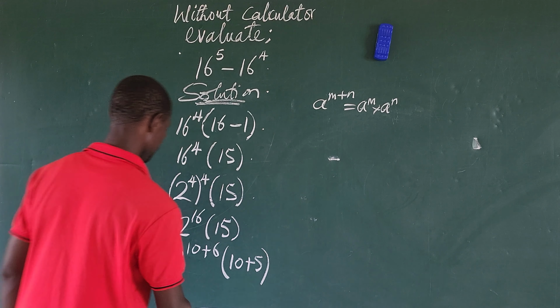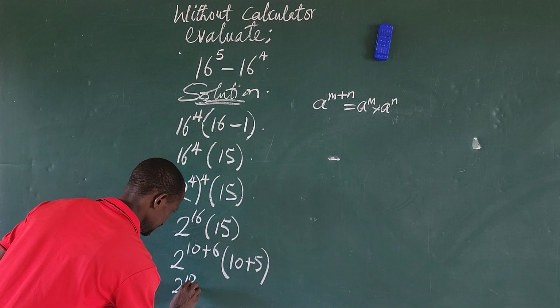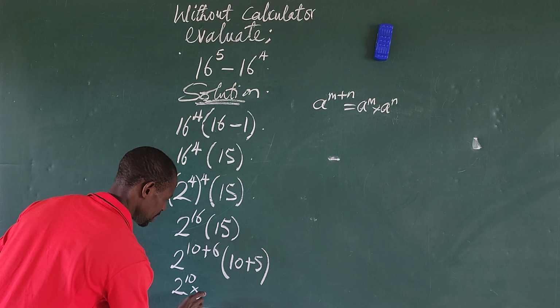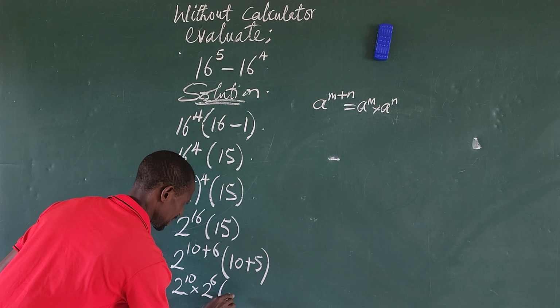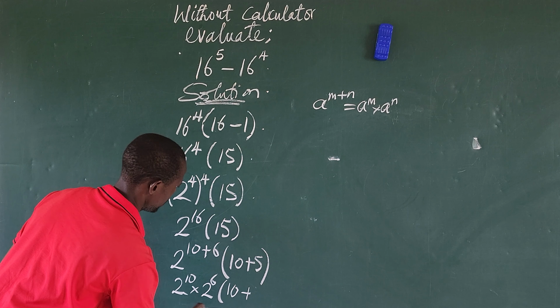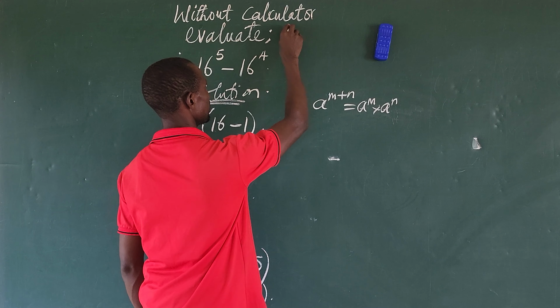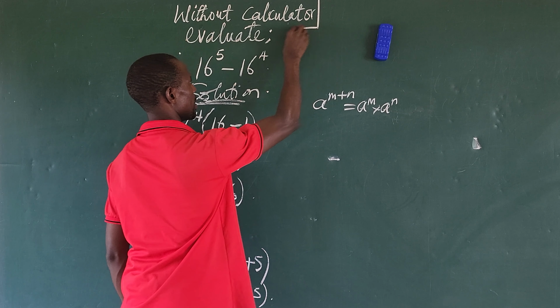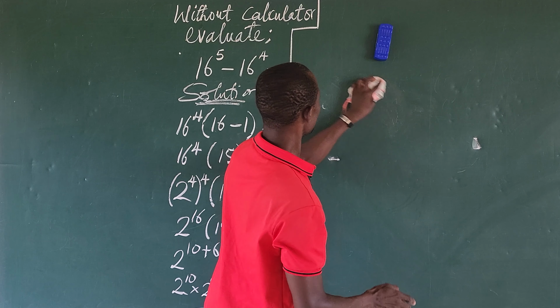Rewriting it in this format gives us 2 to the power of 10 times 2 to the power of 6, bracket 10 plus, is it plus here? Yeah, it's plus 5 here, right? Okay, so let's continue on this side and see what this gives us. All right, so let's erase this again.